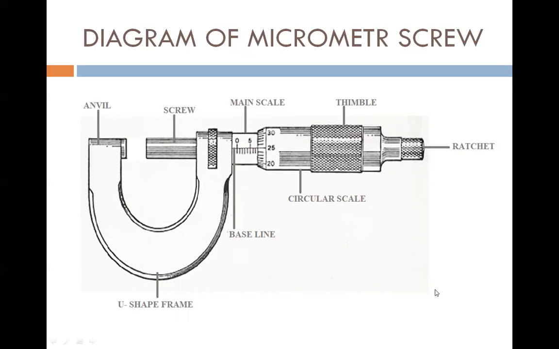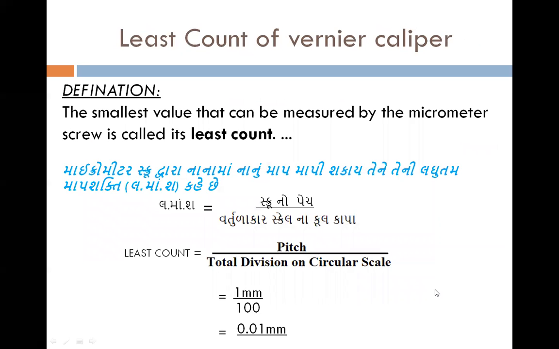Okay. What next? That is the least count of the apparatus. What is least count? Okay, the smallest value that can be measured by the micrometer is called its least count.